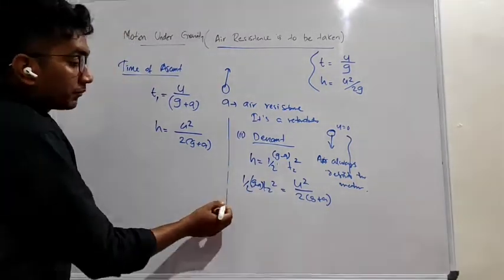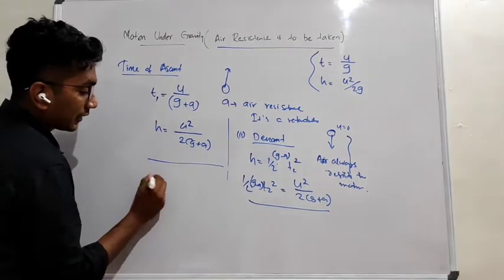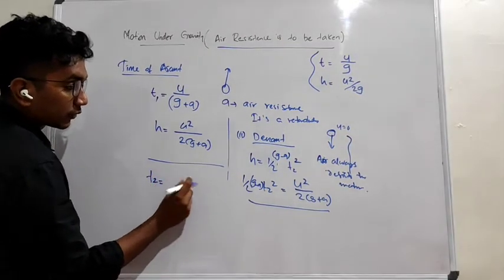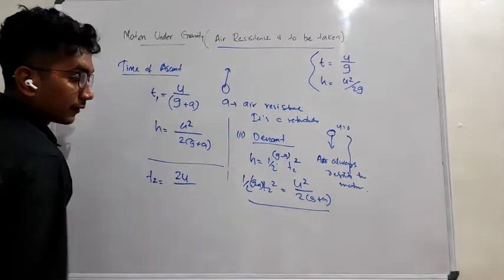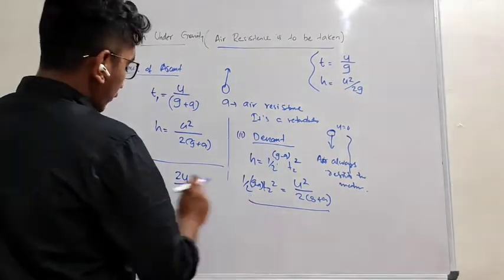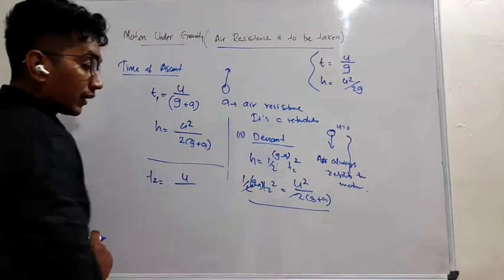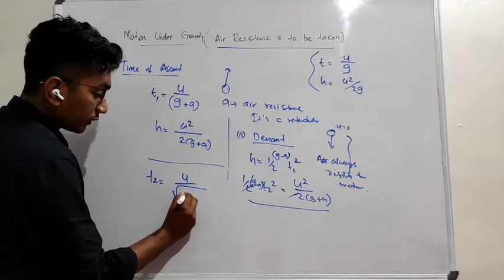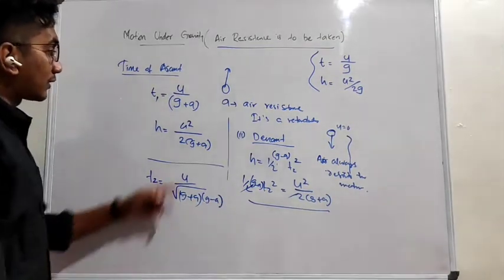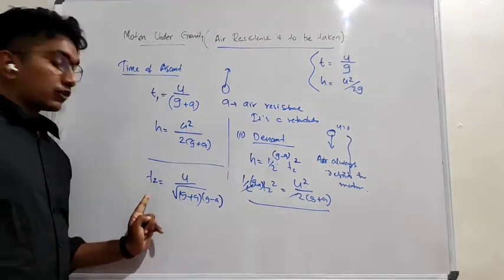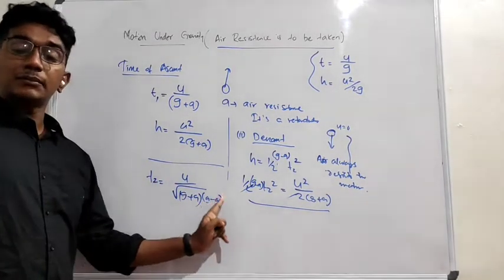Then from this equation, the T2 value is equal to, since 2 will cancel out, u divided by root of g plus a into g minus a. Here the value was u divided by g plus a. So the time of descent will be u divided by root of g plus a into g minus a.